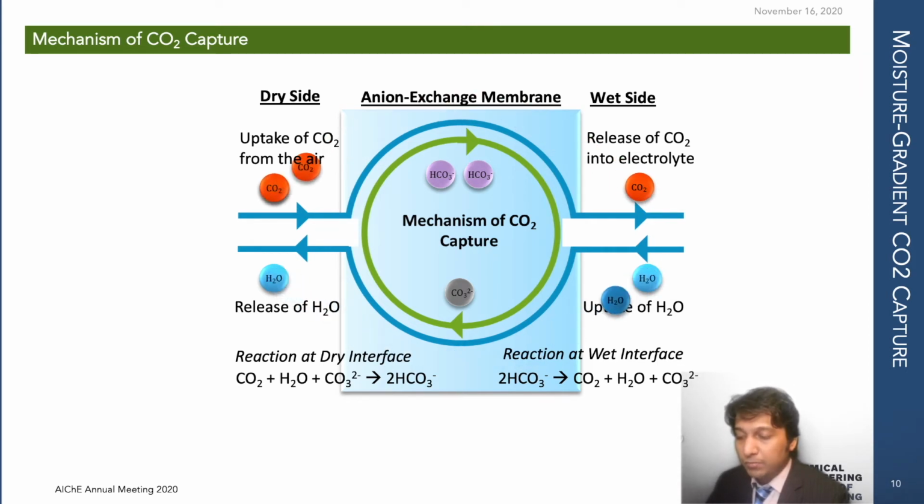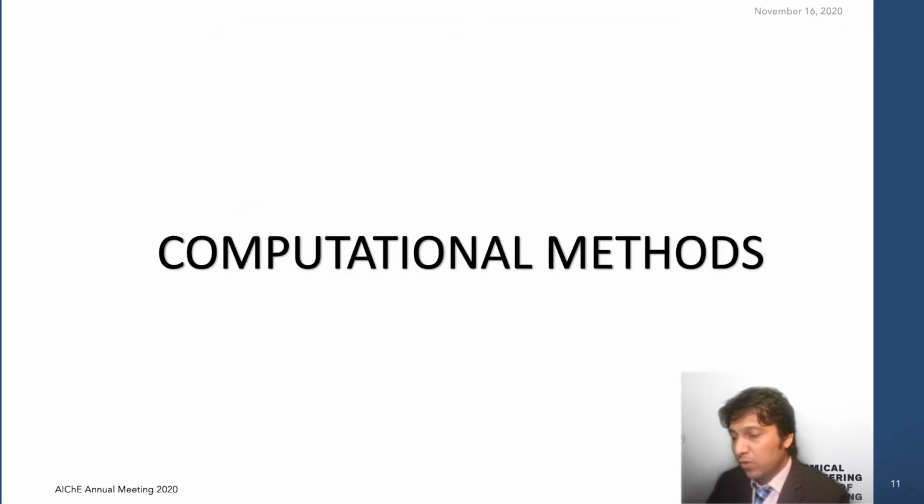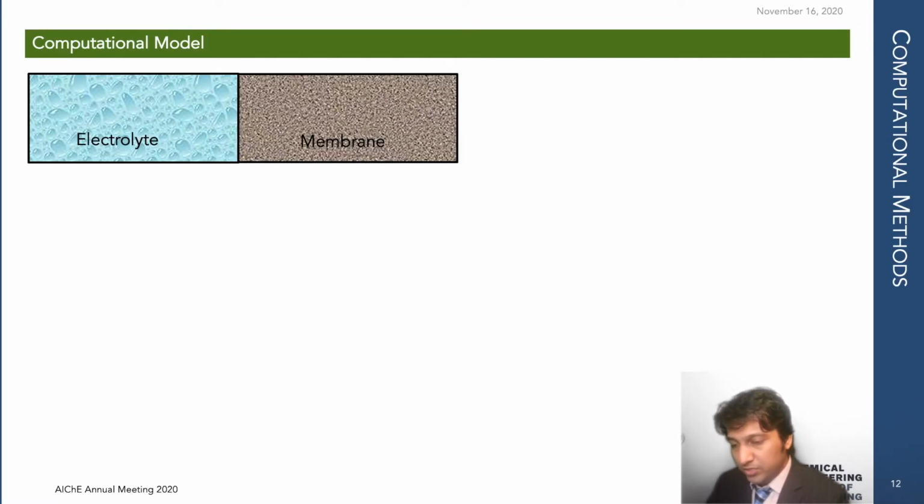Once it comes in touch with the wet side, which is full of water, electrolyte, it starts going back, the reaction at the dry interface flips, and the bicarbonates generate CO2 and carbonates. That's how the CO2 is released into the wet side of the system. So now let's move on to how we actually computationally establish this.